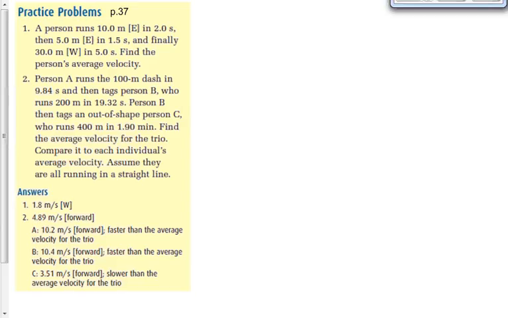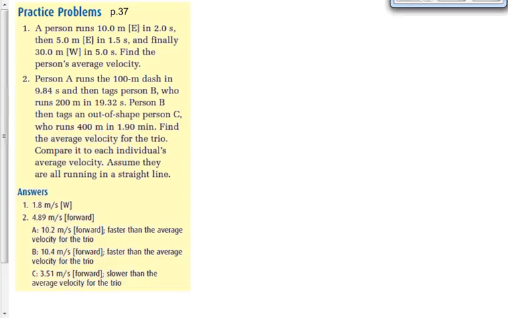All right, question number 2 says, person A runs the 100-meter dash in 9.84 seconds, then takes person B who runs 200 meters in 19.32 seconds. Both of those are pretty quick times, by the way. Okay? Those are both world-class times. Person C runs 400 meters in 1.9 minutes, not so much world-class time. 1.9 minutes for 400 meters. Find the average velocity for the trio and compare it to each individual's average velocity.